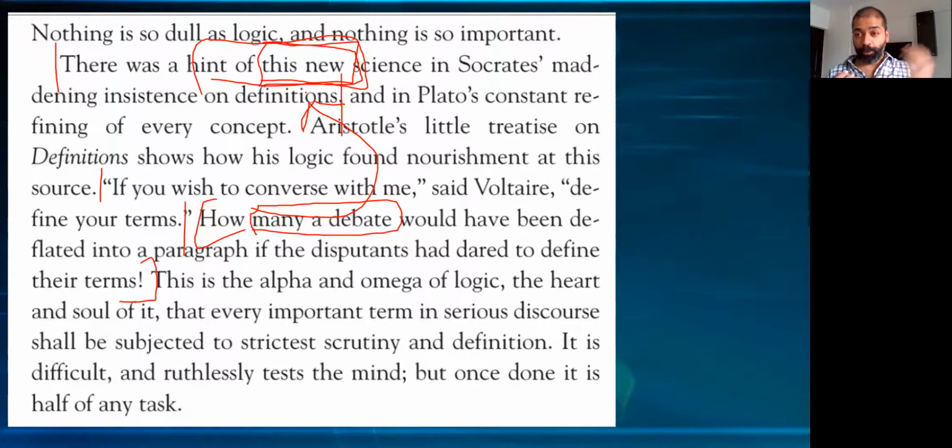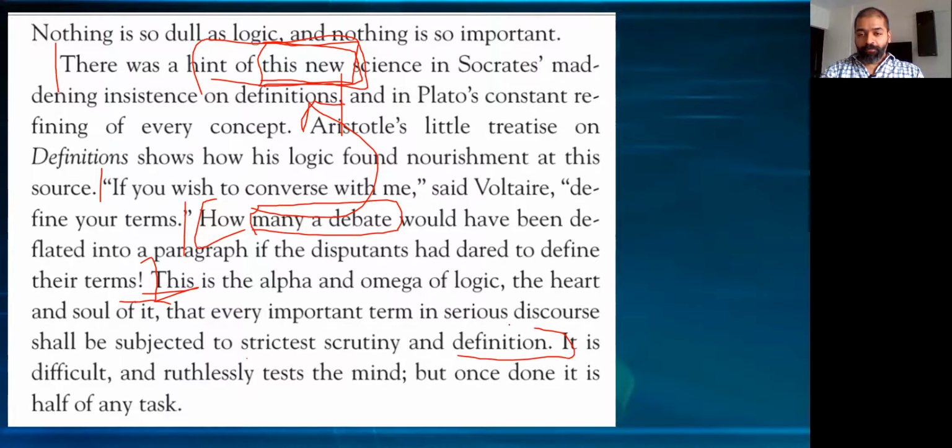It's called rhetoric, right? And the author is trying to attract your attention to the magnanimity of how much trouble could have been saved by logic. Okay, that this is the alpha and omega of logic, the heart and soul of it. That every important term in serious discourse shall be subjected to strictest scrutiny and definition.